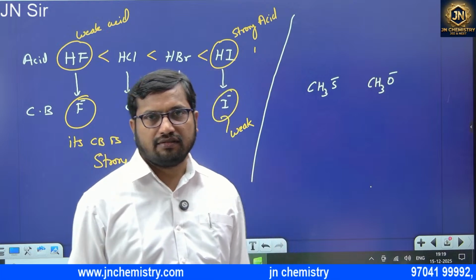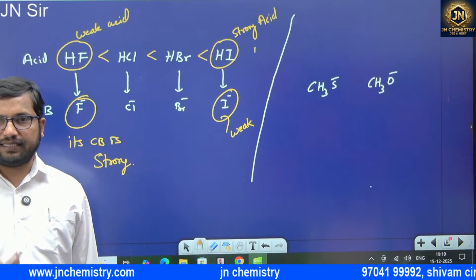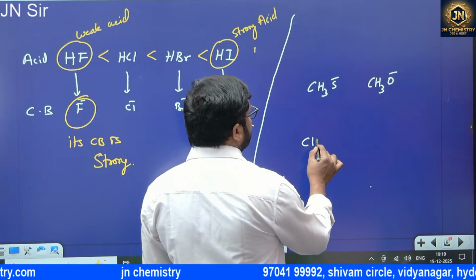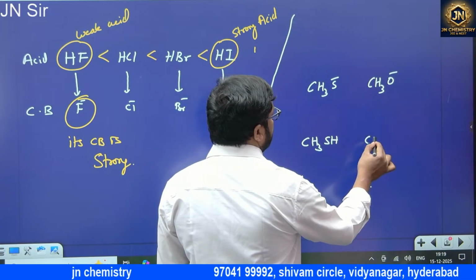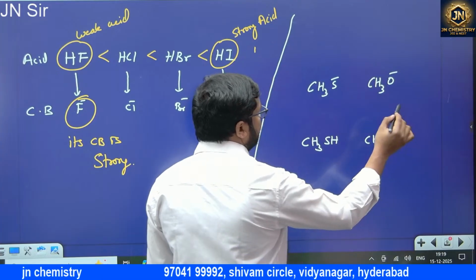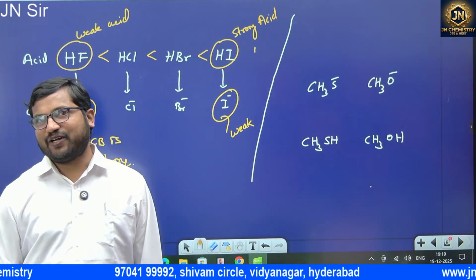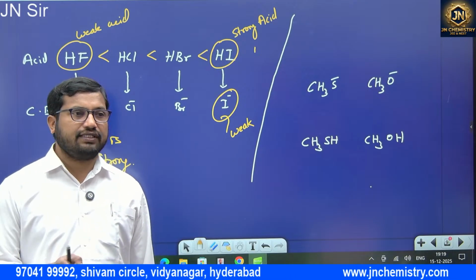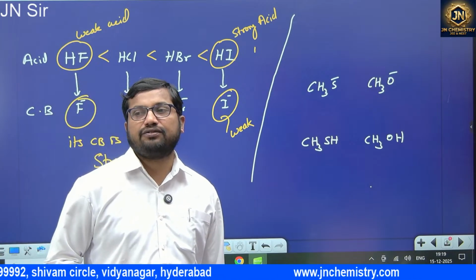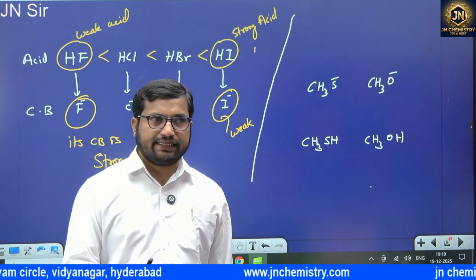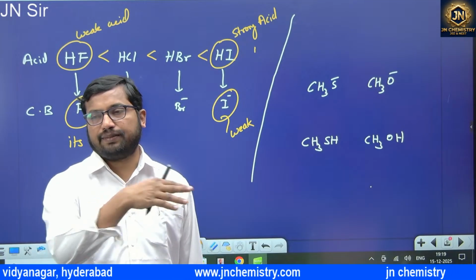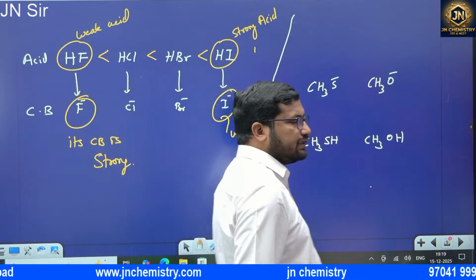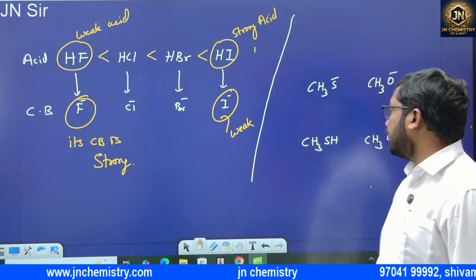Basic strength we are asking, conjugate base means base. For example, CH3SH, CH3OH. Now what I did, I made it into acids. Acidic strength is somewhat easy when we compare with the base strength. So sometimes if we don't know the base strength, what we need to do? Just add the H plus, it becomes acids. If the acid is strong, this conjugate base is weak. CH3SH and CH3OH, which is strong acid?